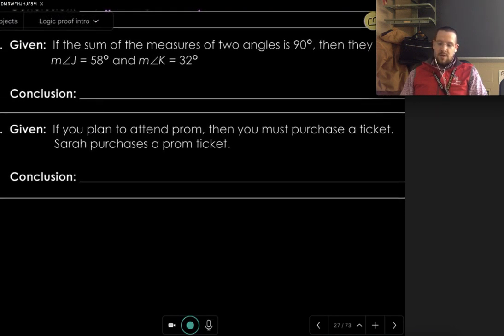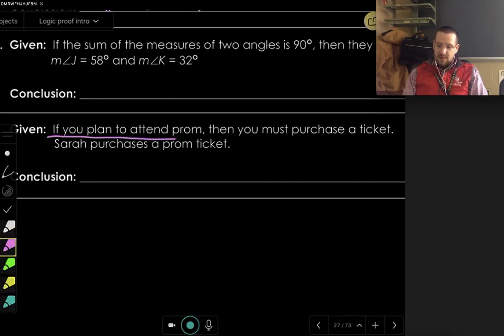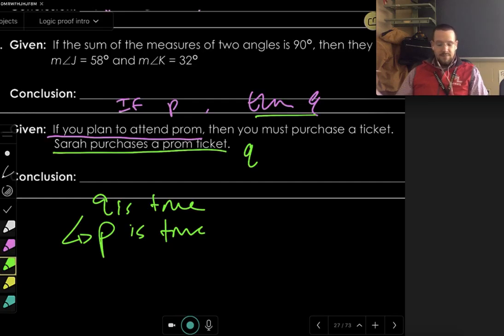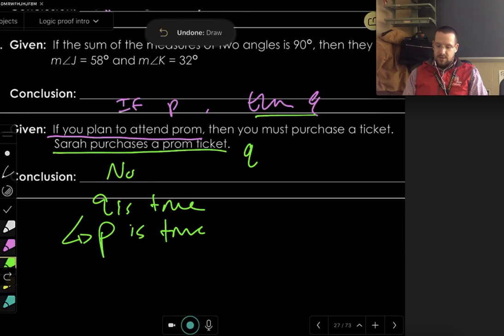And let's just look at one more. If you plan to attend prom, then you must purchase a ticket. So this is if P, then Q. Well, let's see. Sarah purchases a ticket. Wait a second. That's Q. We don't have anything that says P is true. This is backwards. This is also no conclusion.